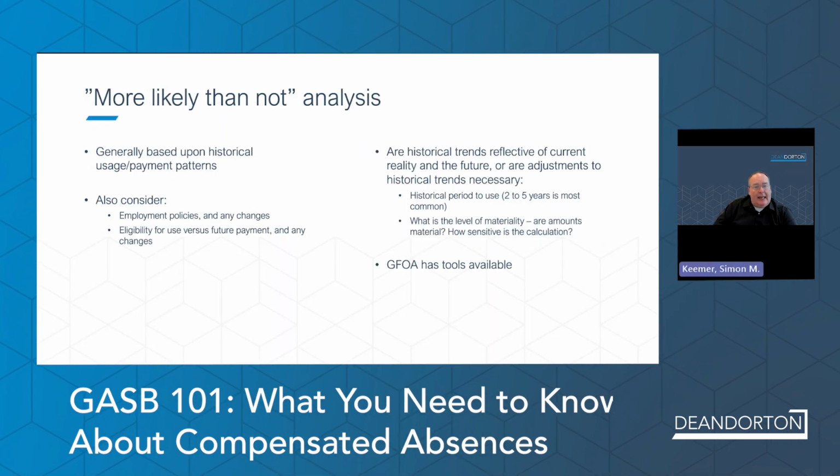So now let's look at what this more likely than not analysis should entail. Generally, what we see people doing is looking at historical usage and payment patterns. So you'll go back through historical data and determine how much of each individual leave is being used. So even though at the start in step one, we had 3 main buckets, you can't just take the accrued when earned bucket and treat all leave the same.